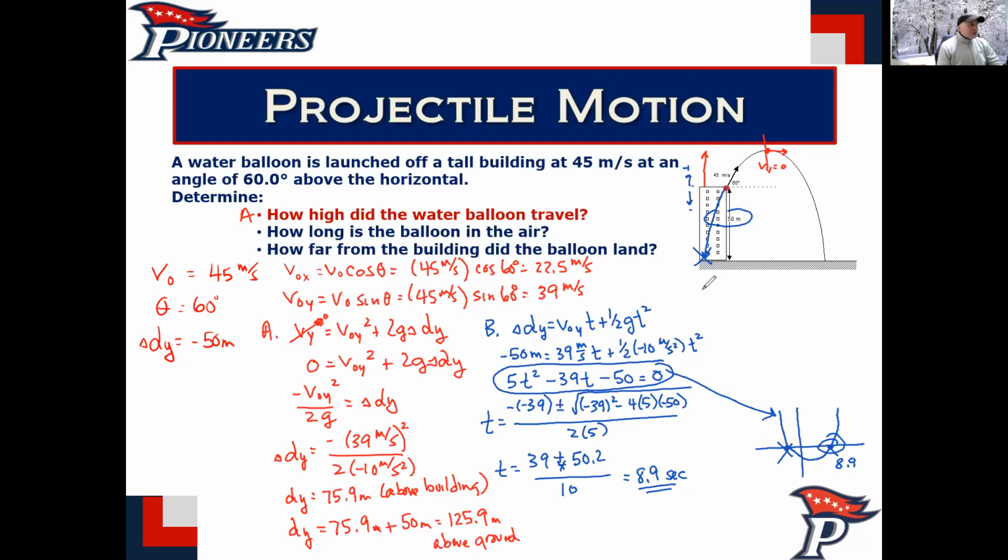So now for part C. This was part B, this is part C. This is the easy part. We've done this. Dx equals Vx times t. Vx was 22.5 times 8.9.